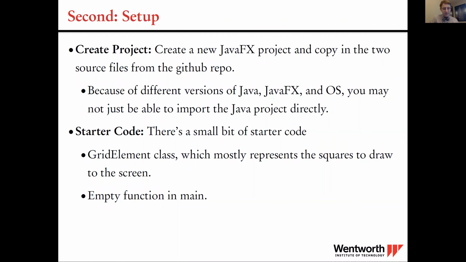There's only 2 files that you have to worry about. There is some starter code. We don't quite have time to code everything, but the majority of the meat that we have to do this simulation will be coded live right here by us. So there's a few empty functions in the main class, and then I have an already written sort of grid element class. And really this just represents the squares that we're going to draw to the screen for the visualization.